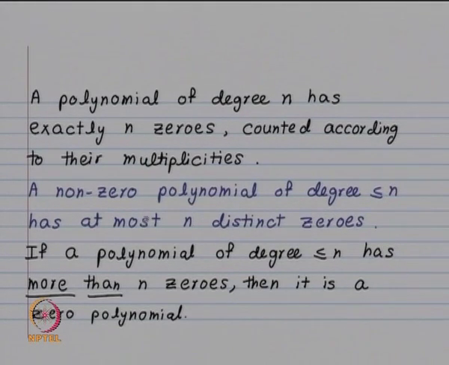So, here a non-zero polynomial of degree less than or equal to n is going to have at most n distinct zeros. As a consequence of this, if a polynomial of degree less than or equal to n has more than n zeros, then it is a zero polynomial. It is this result that we are going to use to show uniqueness of the interpolating polynomial.